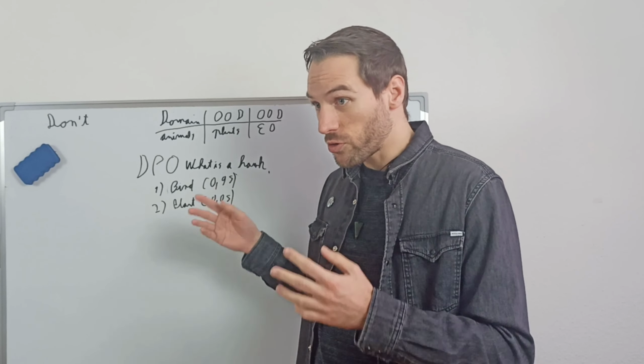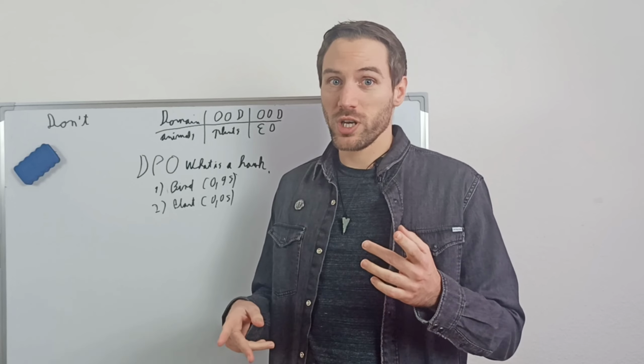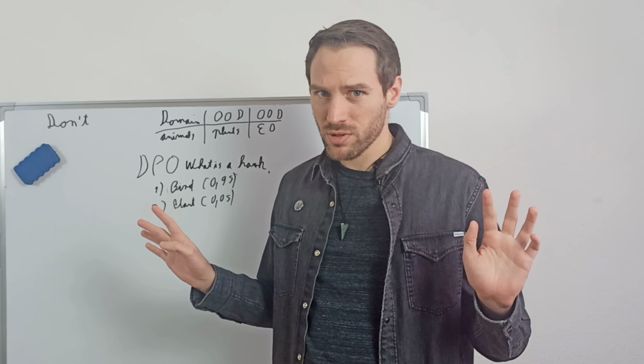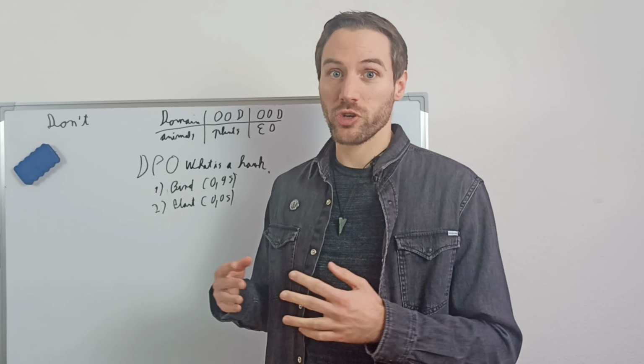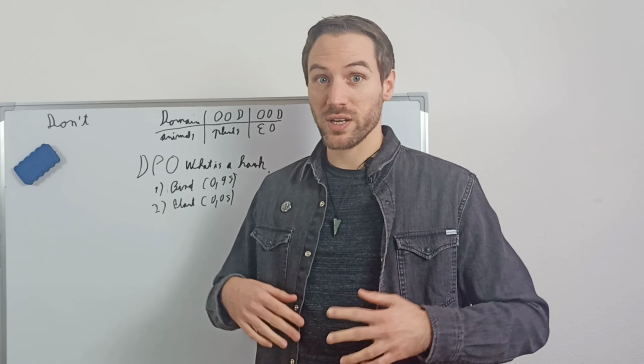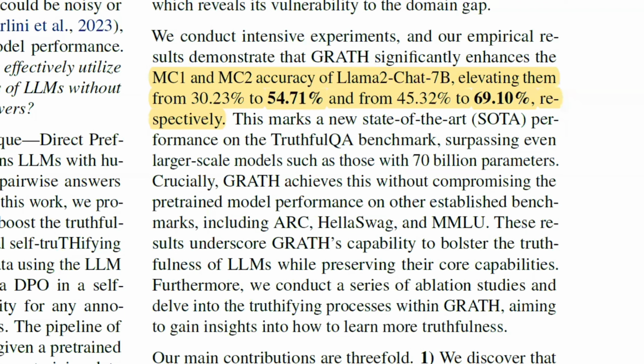Now, of course, instead of 3 iterations, there are usually, I believe, about 1,000, but this is the process. And it works pretty well looking at the TruthfulQA. The paper states that it enhances MC1 and MC2 accuracy of Llama 2 Chat 7 billion, elevating them from 30.23% to 54.71% and from 45.32% to 69.10% respectively. And this is massive.